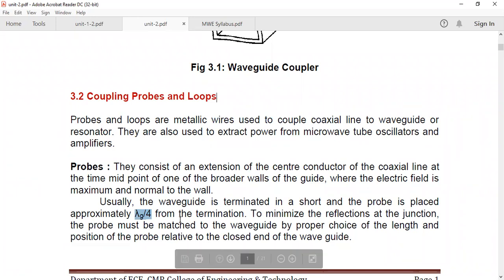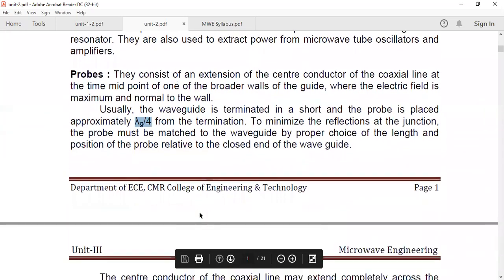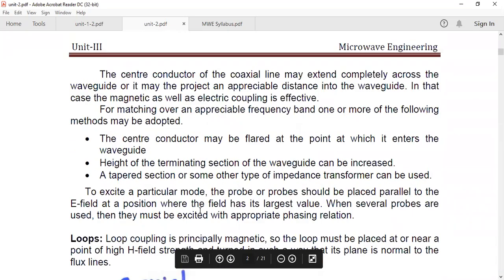One, the probes are inserted parallel to the electric field lines, into the broader dimension of the microwave waveguide. The place where you are inserting is lambda g by 4 from the termination of the waveguide. Why lambda g by 4? Because there we have the maximum electric field.